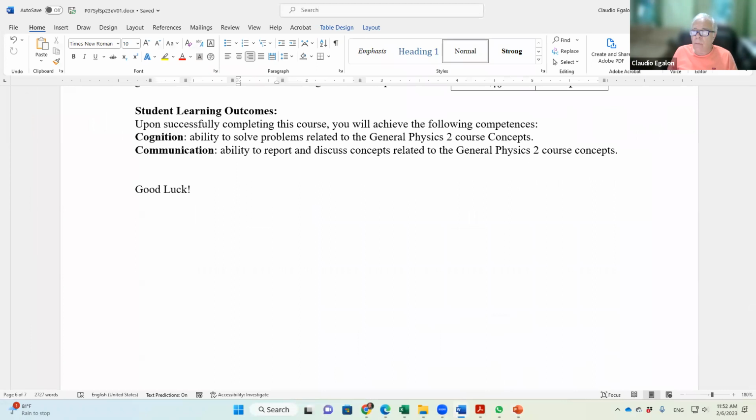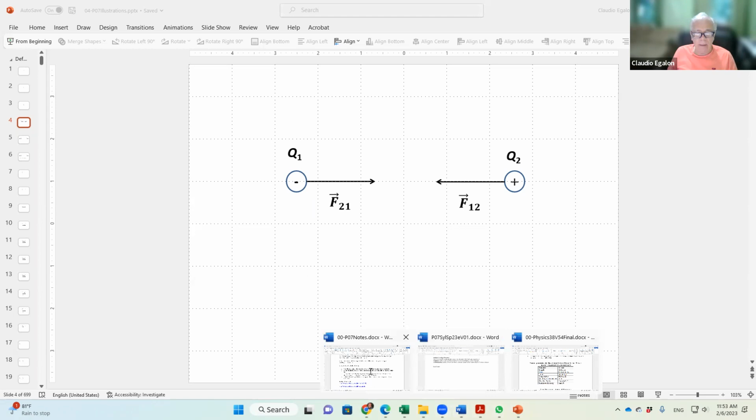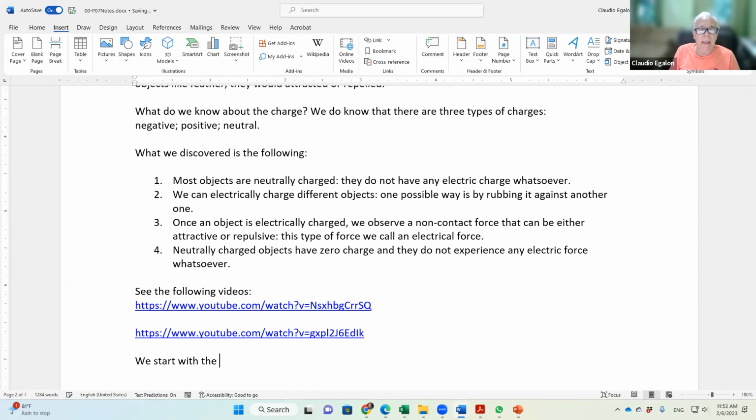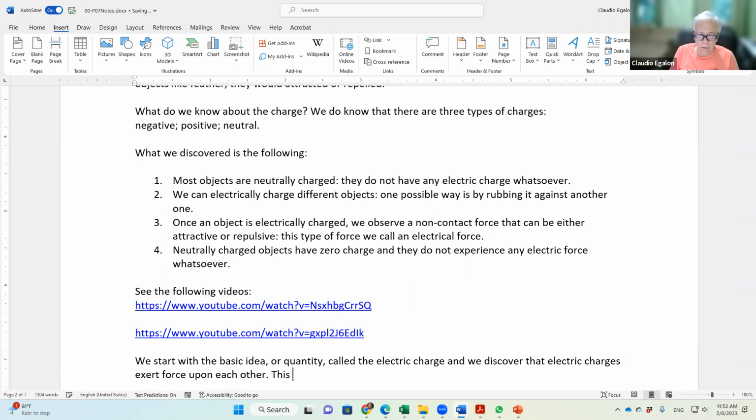Here you go. Right here. So we start with the basic quantity called the electric charge. And we discover that electric charges exert force upon each other. This force is called the Coulomb force, Coulomb or electric force.